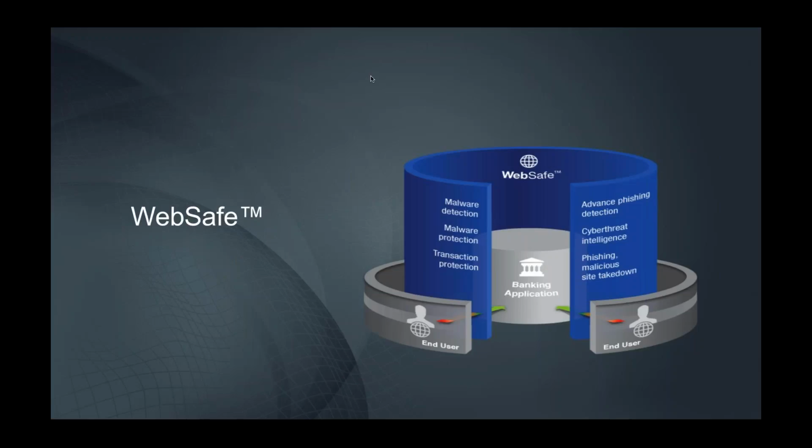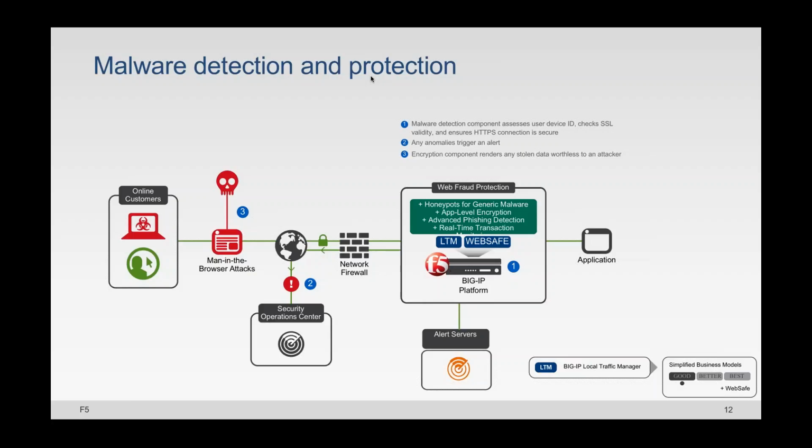So, focusing on WebSafe, how does this actually plug into your infrastructure? Many of you today, I'm sure, will be using F5 BIG-IPs in your environment. And as you saw on one of the earlier slides, the anti-fraud solution sits as another module, another service that you can switch on on your existing platforms. Essentially, if we think about how F5 sits in the traffic flow today, you'll have your customers over on the left-hand side, accessing an application through the BIG-IP appliance.